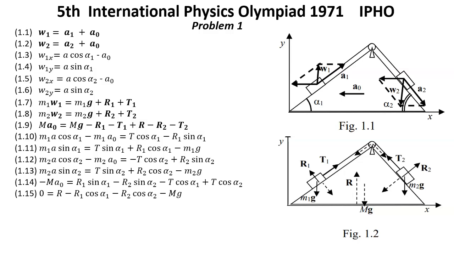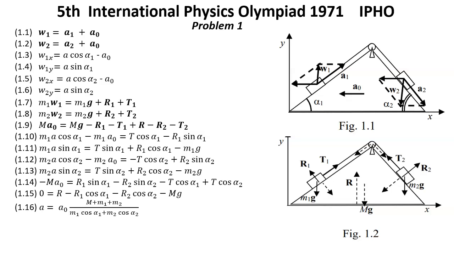By adding up equations 10, 12 and 14, all forces internal to the system cancel each other. In this way we obtain the required relation between acceleration a and a0. So for the first question we have a equal a0 multiplied by big M plus M1 plus M2 over M1 cosine alpha 1 plus M2 cosine alpha 2.